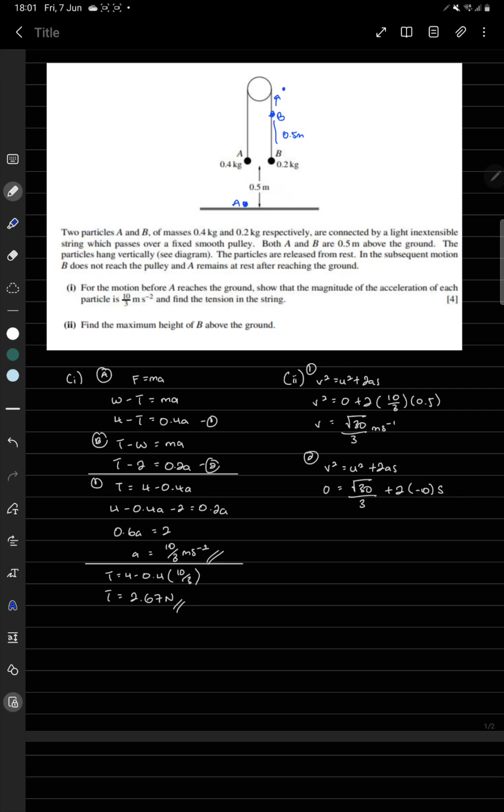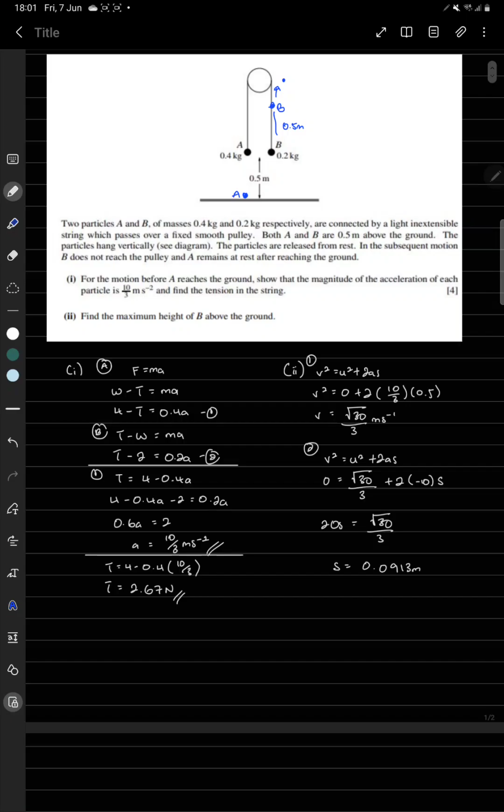Now we want to make s the subject. That's what we're going to try and find. So we're going to have 20s. When I bring the 2 times 10, 20, to the other side, it becomes positive root of 30 over 3, and then s is going to equal 0.0913 meters. Okay, but this is not the final answer, it's just a little bit of distance there.